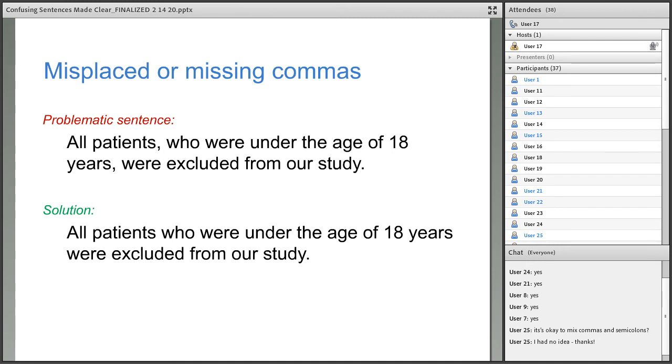But look what happens if you remove the commas from the sentence. Without commas, the sentence means that only patients under the age of 18 were excluded from the study. The meaning of the sentence has changed entirely.